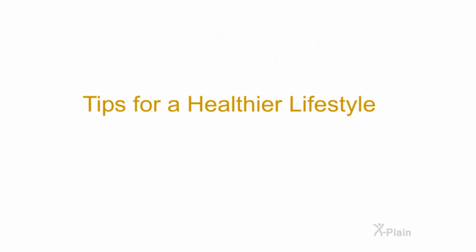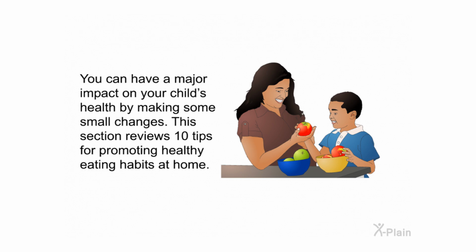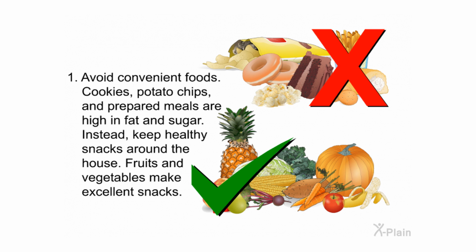Tips for a healthier lifestyle. You can have a major impact on your child's health by making some small changes. This section reviews 10 tips for promoting healthy eating habits at home. 1. Avoid convenient foods. Cookies, potato chips, and prepared meals are high in fat and sugar. Instead, keep healthy snacks around the house. Fruits and vegetables make excellent snacks.